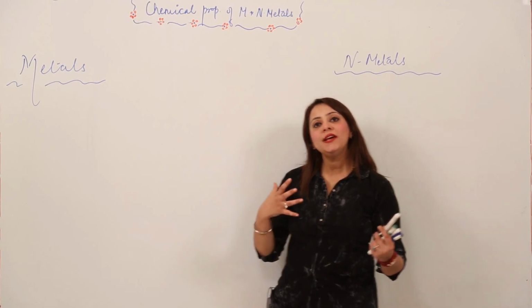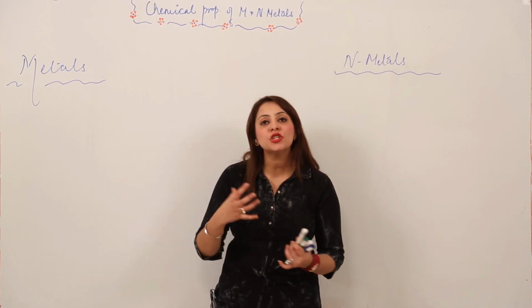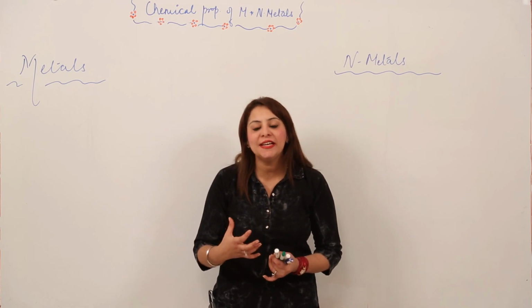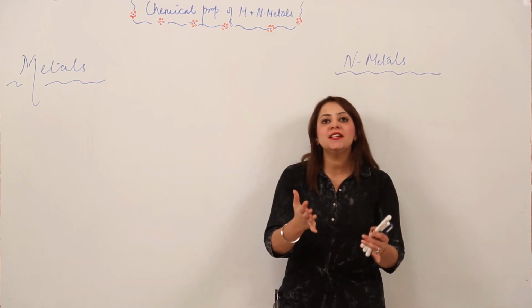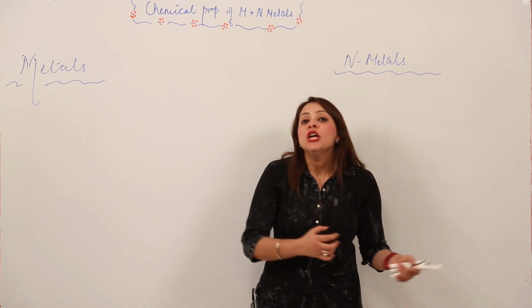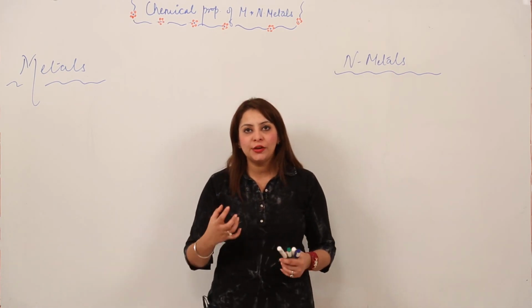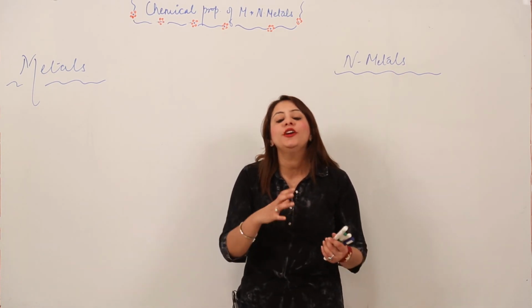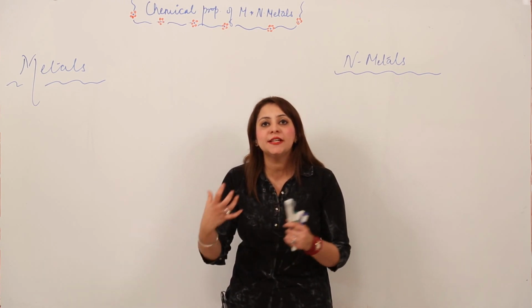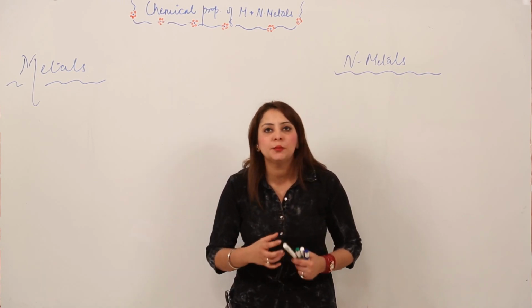Now, as you all are familiar, elements can be classified into metals, non-metals, and we do have the metalloids, right? Now we'll just be considering the metals and non-metals, or you can say we'll be differentiating metals and non-metals on the basis of chemical properties, right?